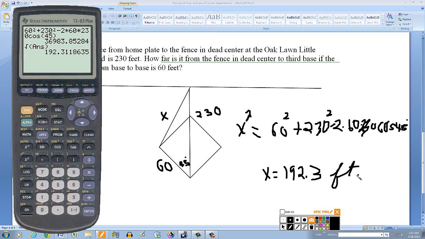Okay, so I drew the figure, labeled the given information, and it turns out to be side angle side, so I just applied the law of cosines and found that the distance from dead center to third base is 192.3 feet.